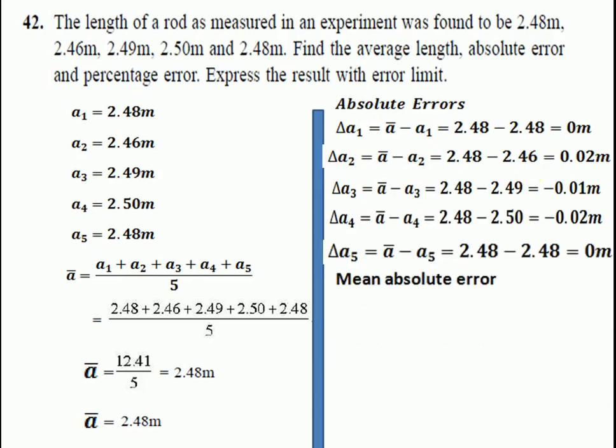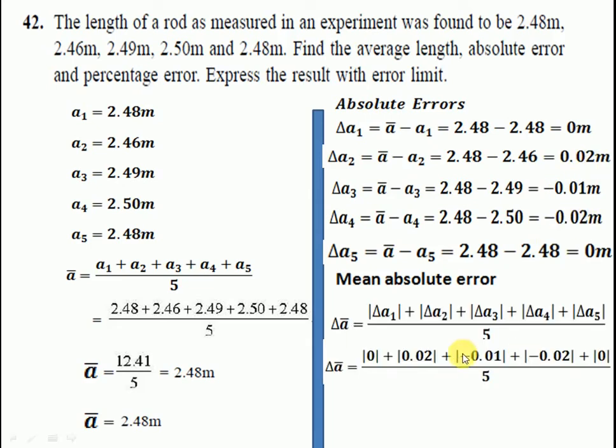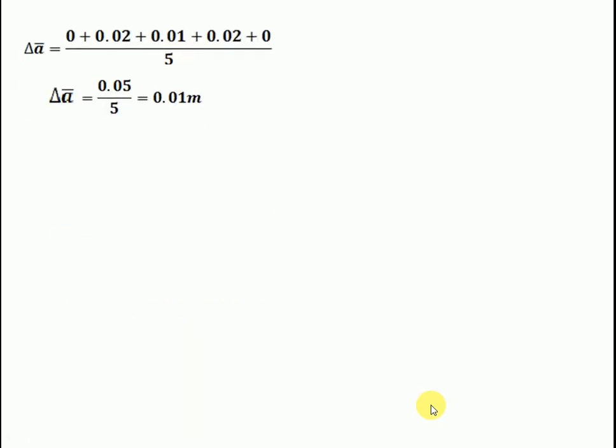So now mean absolute error. So I'll take the average of all, but I'll take the positive only. So I'm keeping all the numbers inside the modulus, and this modulus will take away the minus sign. So see, all positive values. So now you will get 0.05 divided by 5, that is 0.01 meter.